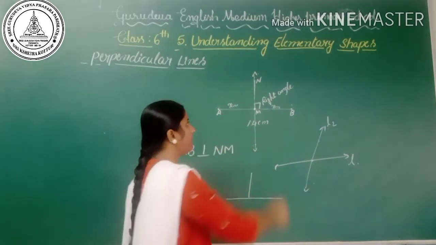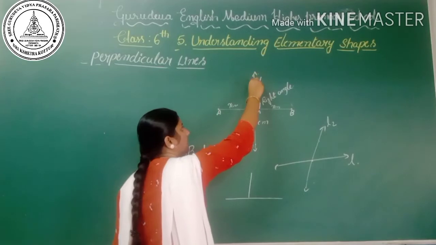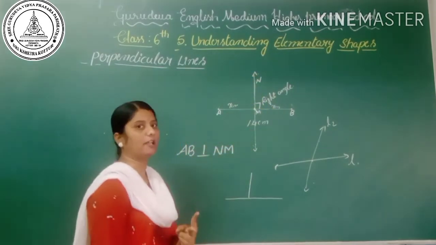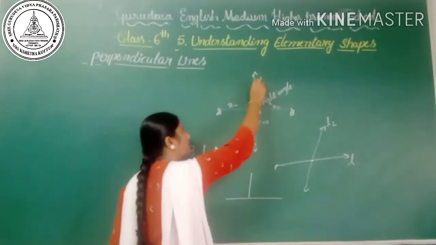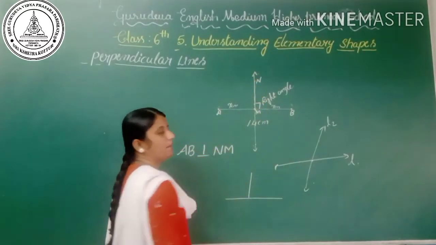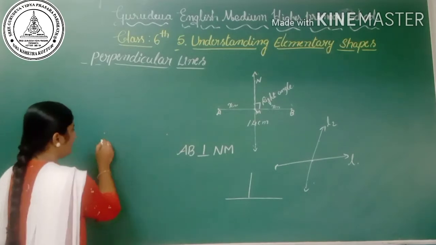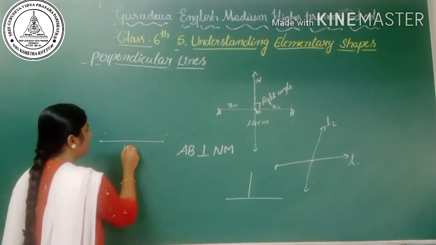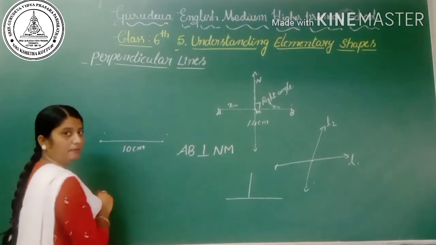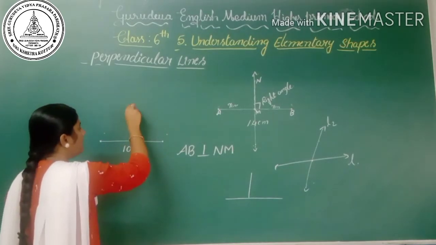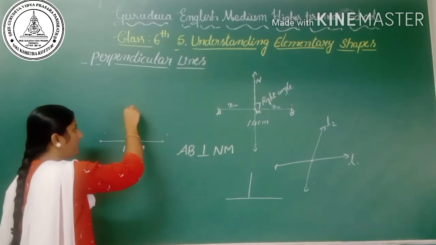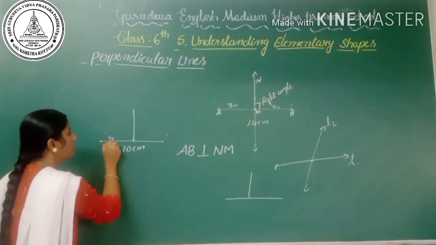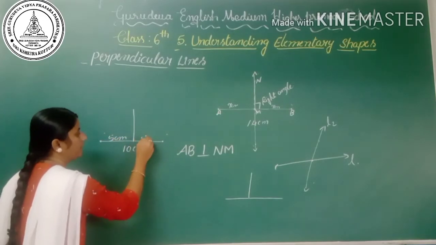So if a perpendicular line divides the line segment into two equal parts, then the line is called a perpendicular bisector. You see here there is a line AB. For example, if it is 10 centimeters, then the perpendicular line bisects the line segment into two equal parts.